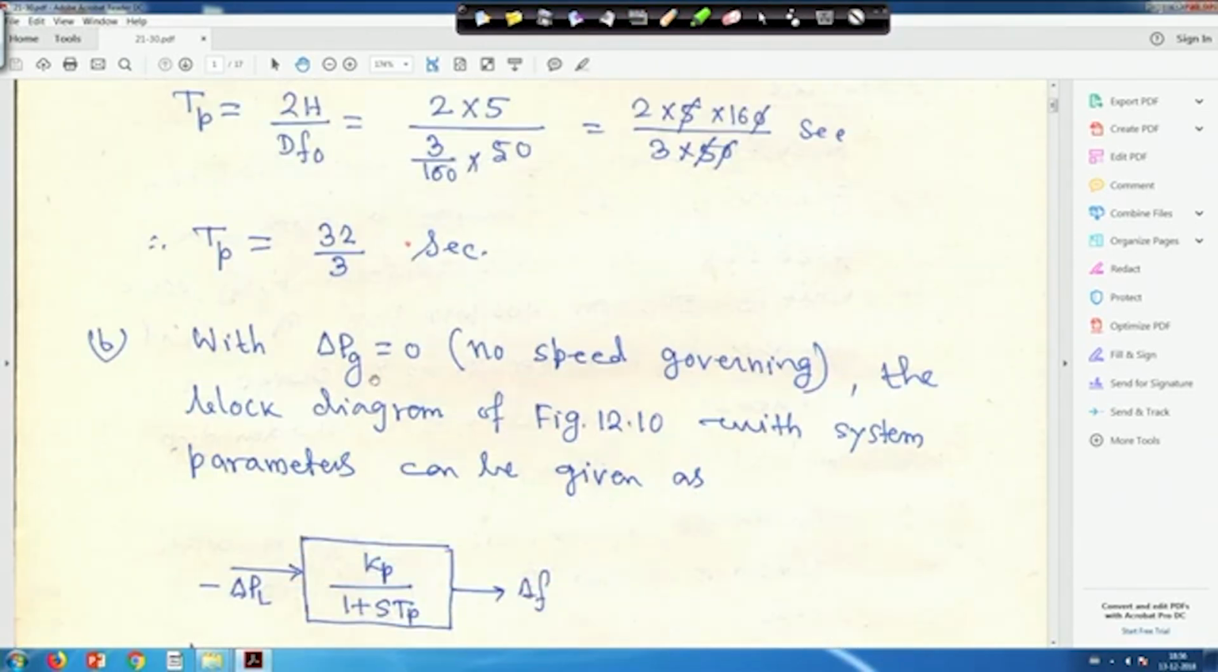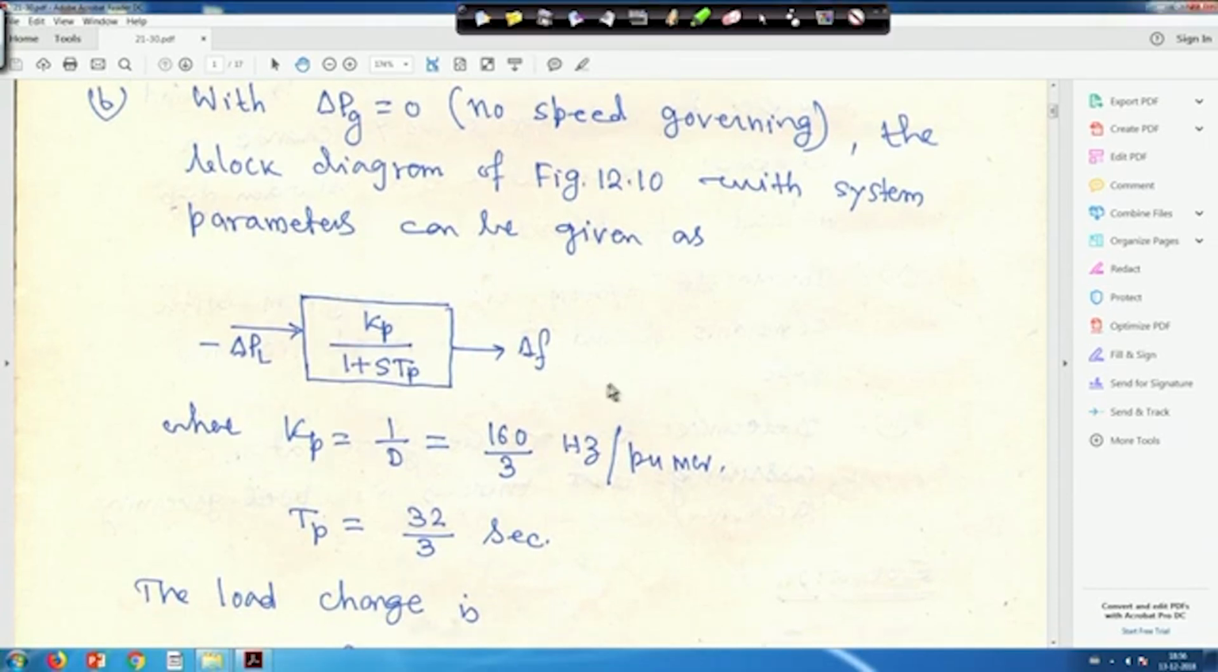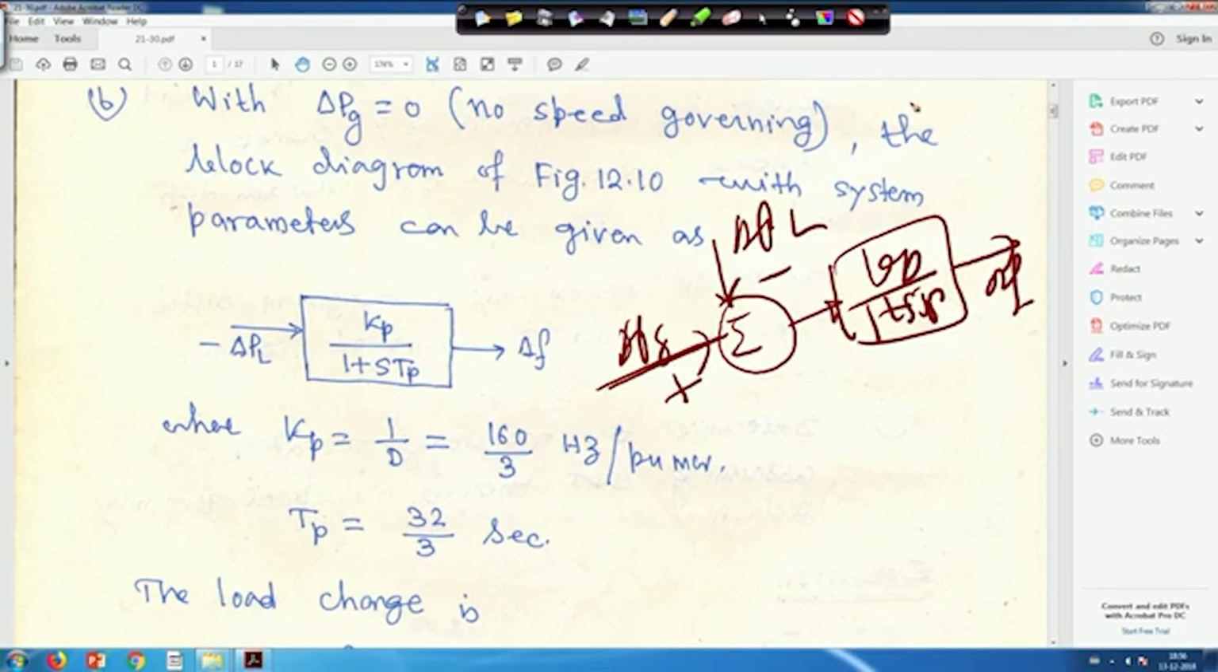And in the second case, with no speed governing action, delta Pg is equal to 0. Therefore, the block diagram will be simply like this. If you go back to the block diagram, it will be minus delta PL, because there is no speed governing action. So, this is plus delta Pg, this is minus delta PL, and this is Kp upon 1 plus S Tp, and this is our delta F. From there one feedback has gone to the governor, but there is no governing action, so delta Pg is equal to 0. Therefore, delta F is minus delta PL times Kp upon 1 plus S Tp. So, Kp is known, 1 upon D, Tp is known, right.